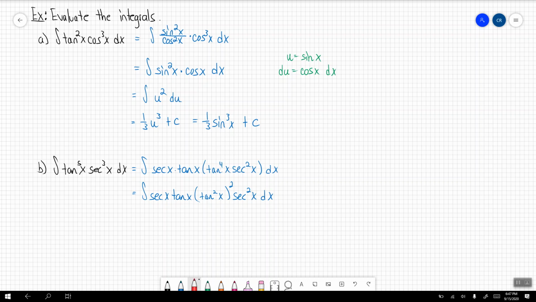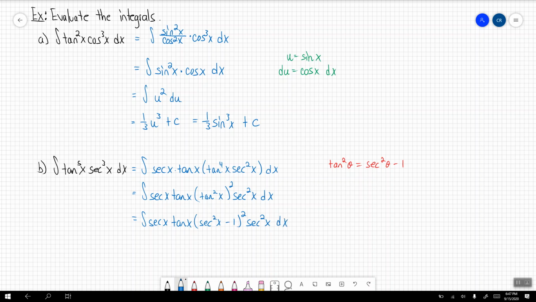And the reason I wanted to rewrite tangent to the fourth is because I am now going to use the Pythagorean identity that says when I have tangent squared theta, this is going to equal secant squared theta minus 1. In doing so, I'm going to replace this tan squared with that Pythagorean identity substitution, which is secant squared x minus 1 raised to the power of 2 multiplied by secant squared of x dx.